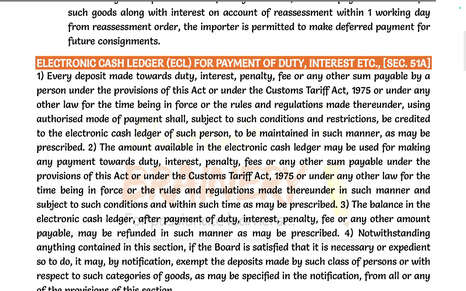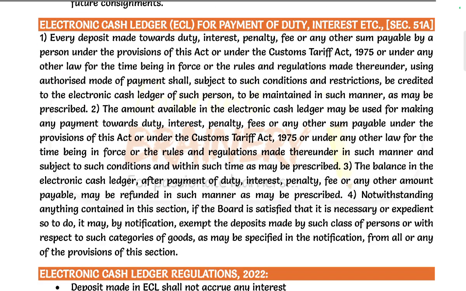The amount available in the electronic cash ledger may be used for making any payment towards duty, interest, penalty, fees, and any other sum payable under the provisions of the Act, under the Customs Tariff Act 1975, or under any other law for the time being in force, and the rules and regulations, in such manner, subject to such conditions and within the time as may be prescribed. The balance in the electronic cash ledger after payment of duty, interest, penalty, fee, or any other amount payable may be refunded in such manner as may be prescribed.